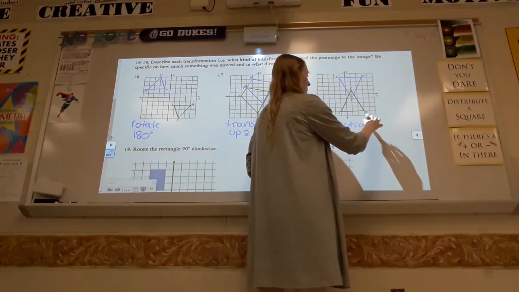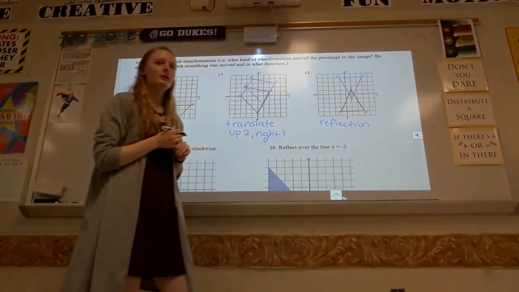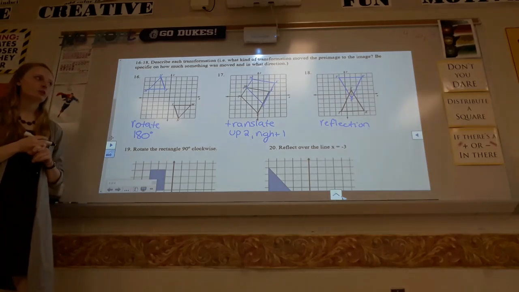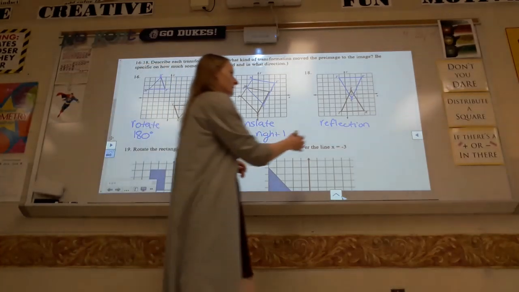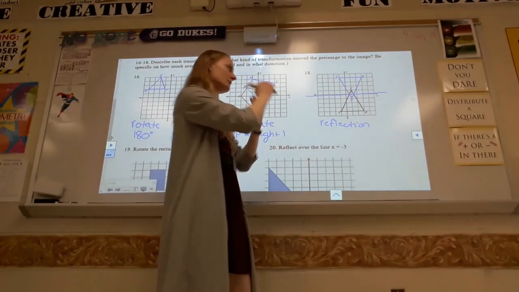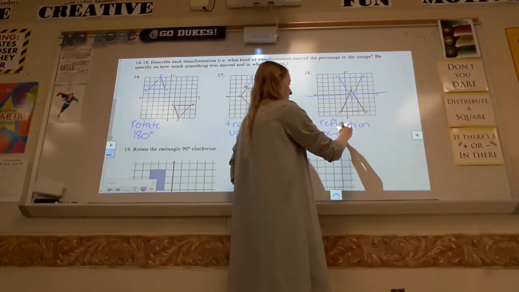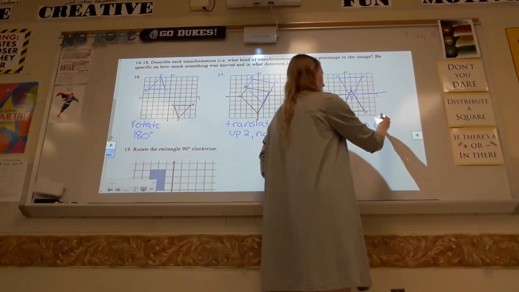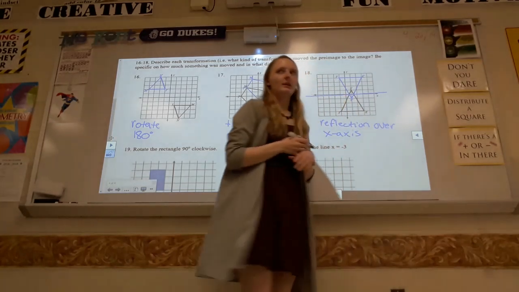Again, you have to tell me how. So for a reflection, you're going to tell me what did it reflect over? Where's the mirror? Where's the line of reflection? The x-axis, right here. You can physically draw that line right through the middle where that kind of fold is that you can envision. That's going to be your line of reflection. So you say reflection over, and then you would tell me what that line is.